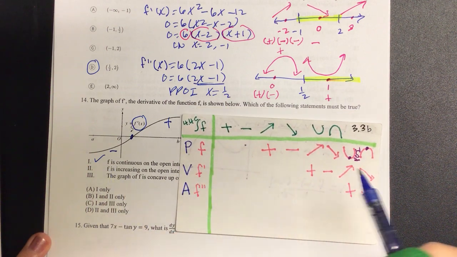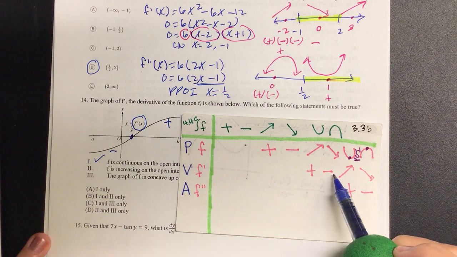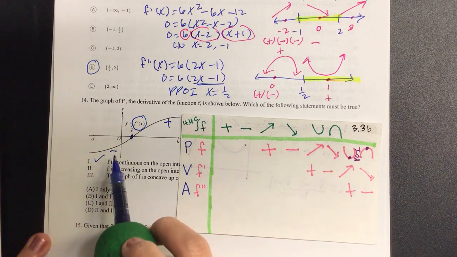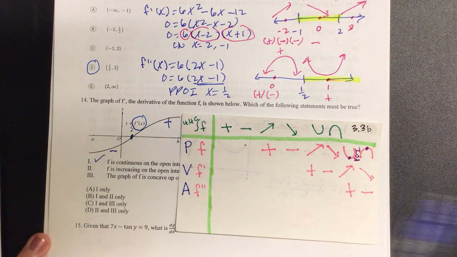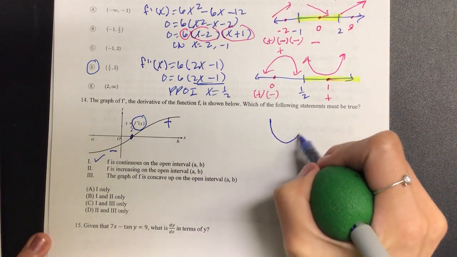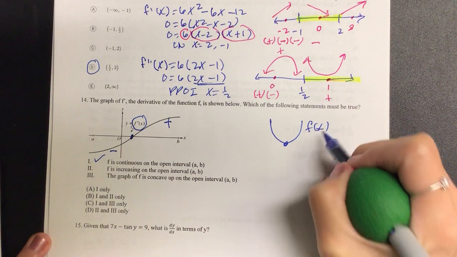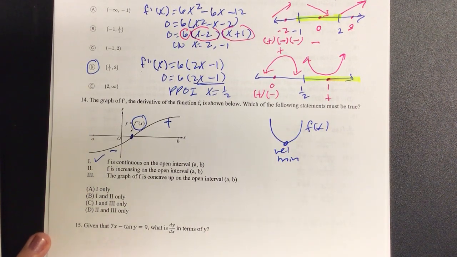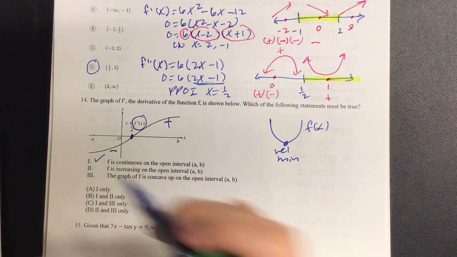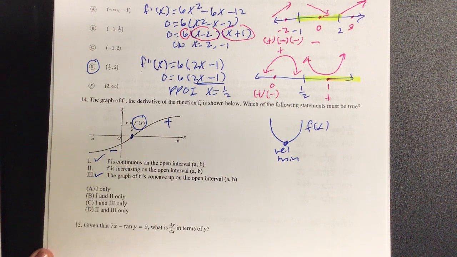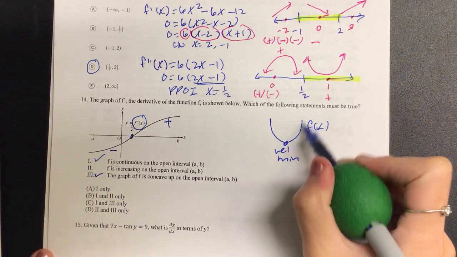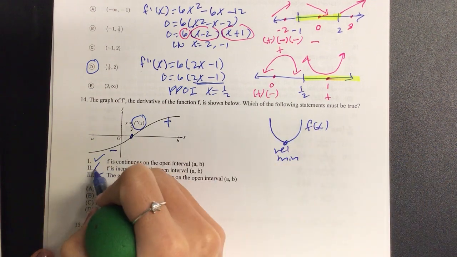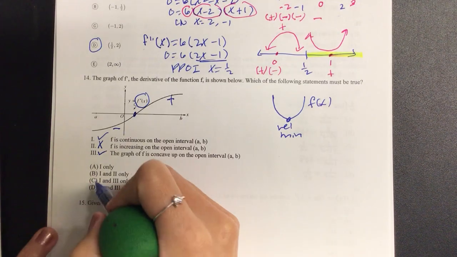So when f prime is going from positive to negative, there's a relative max. But this one's going from negative to positive, so this must be a relative what? Relative min, my f of x. So we know we have a relative min. And because it's relative min, is it concave up or down? Concave up. Is the graph always increasing? It's increasing here, it's decreasing here, so we know this is not true. So it'll be 1 and 3.